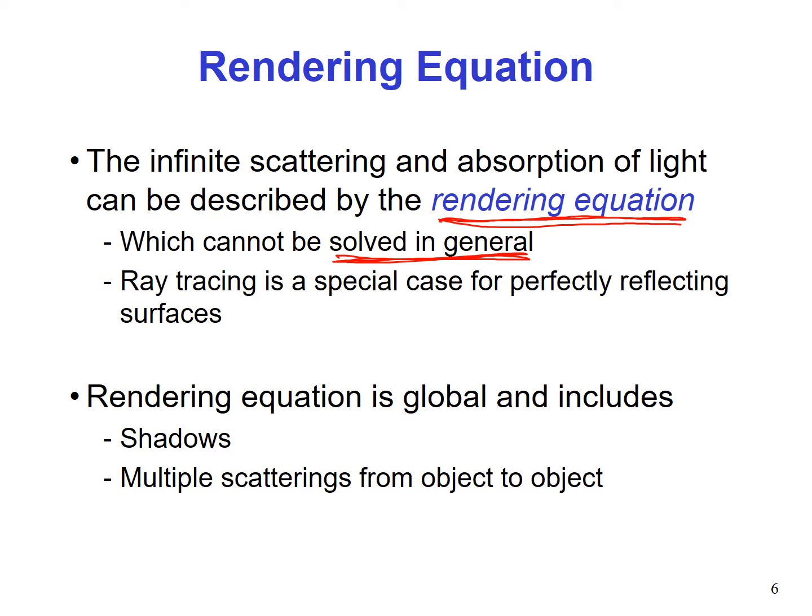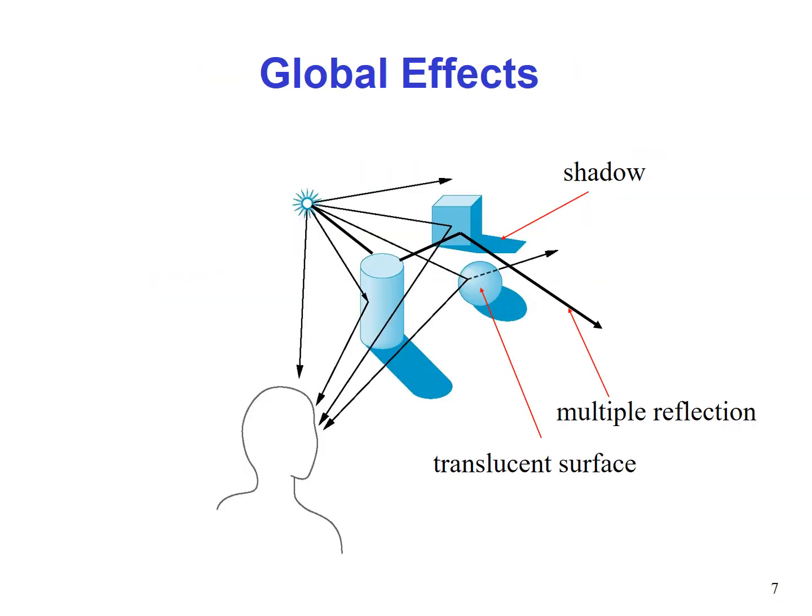Ray tracing is a special case of perfectly reflecting surfaces and will not cater for diffuse reflections, which is a topic of another lecture. So the rendering equation will also take care of shadows, multiple scatterings from one object to the other object and back again to the first object. So global effects are shown on this slide.